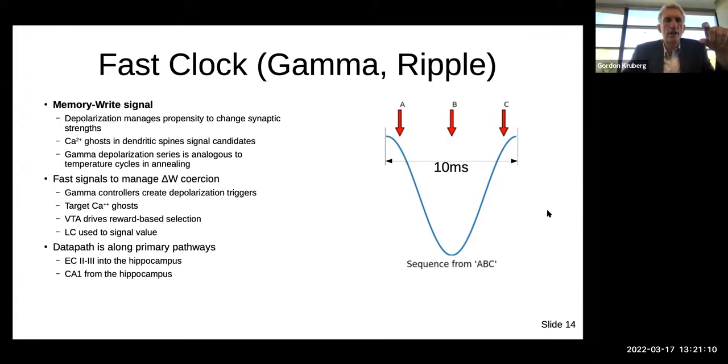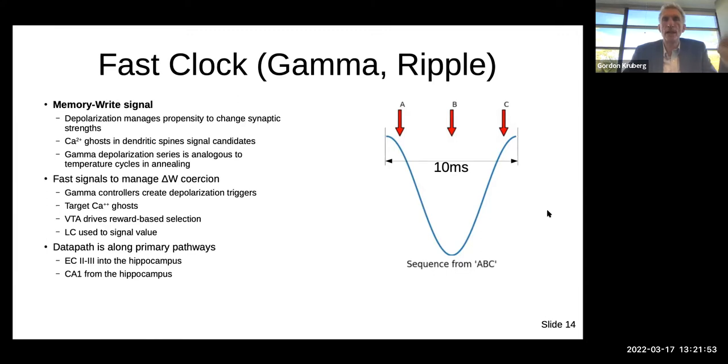And the critical points here are that the depolarization that we see in gamma manages a propensity to change synaptic strength, because this is now operating at a synaptic NMDA receptor time frame. And that specifically, again, the calcium calmodulin ghosts in dendritic spines signal which candidate synapses are available for change based on the ABC sequence that's coming through the ripple. So the gamma depolarization series is almost analogous to temperature cycles in annealing.